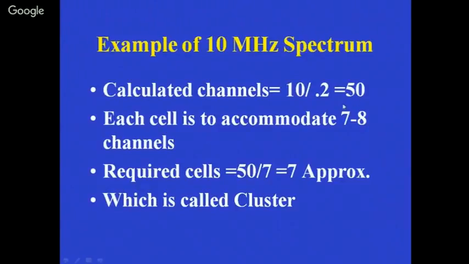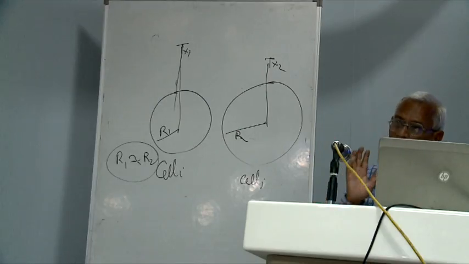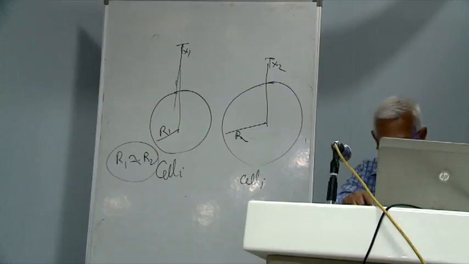And we know that each cell should have 7 to 8 channels only. So how many cells are required to accommodate the 50 channels? Approximately 7. The 7 cells are called the cluster. This is called the cluster, where the complete spectrum is accommodated. So now the first question is here. Let us go to what is written here.